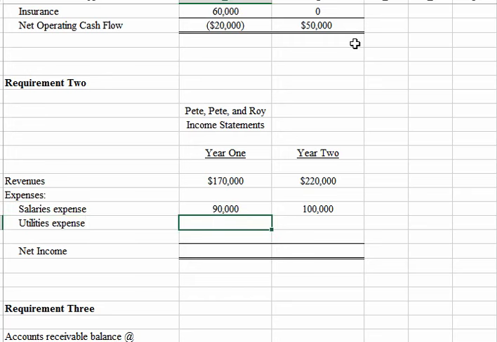Okay. Now, cash paid for utilities was $30,000 in year one, $40,000 in year two. So the total for both years was $70,000. But let's look at that first sentence below our chart. It says, in addition, you learn that the company incurred utility cost of $35,000 in year one. So what they're telling you is utilities expense in year one was $35,000.